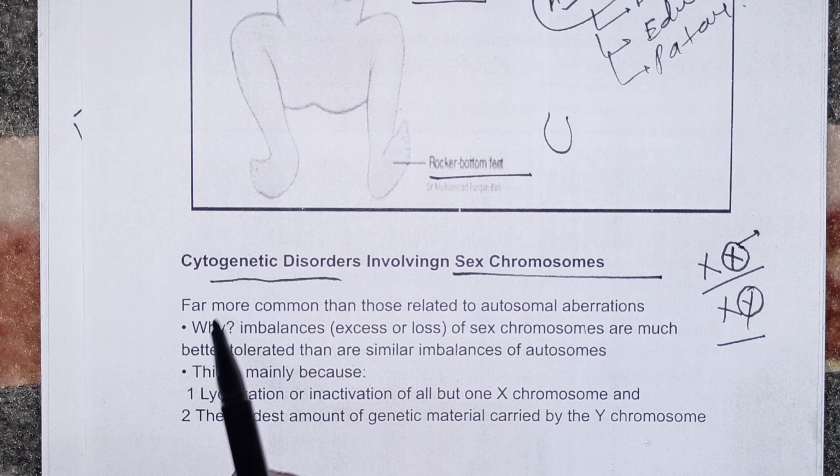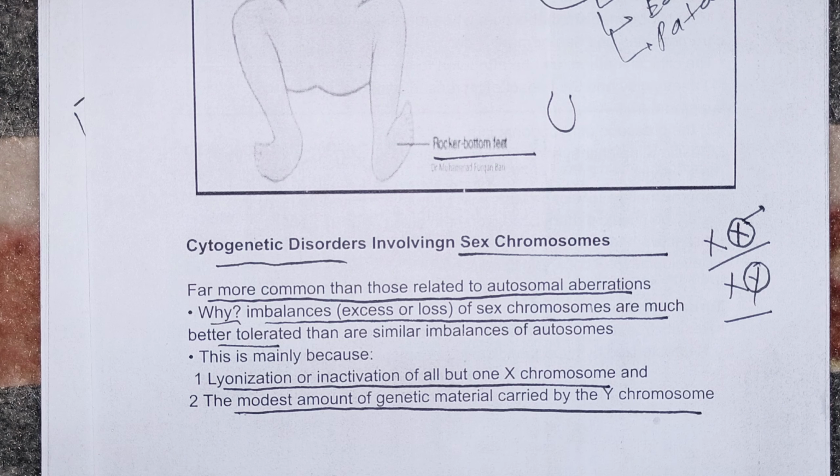In male, the Y chromosome already does not have much genetic material, and in female, in many cases, one X is lionized, that is inactive. So we are already adapted. We already have tolerance to not carry genes on this, to have some sort of chromosomal abnormalities. So sex chromosomal abnormalities are going to be more common and better tolerated.